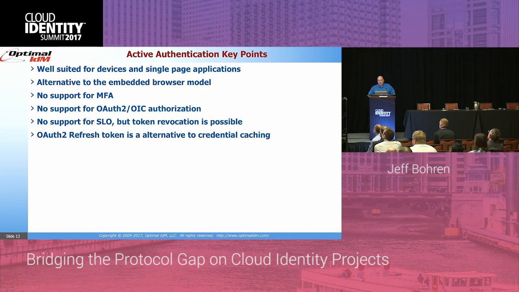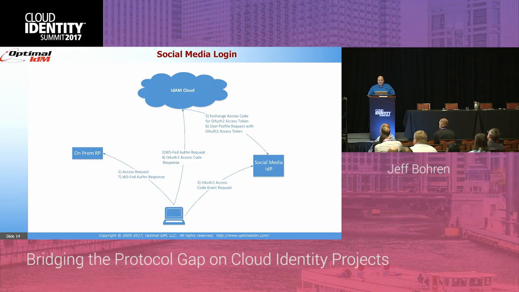So key points: the active authentication is well suited for devices and single page applications. It's a great alternative to having an embedded browser in your application, which is what you would need if you were trying to use the access code grant, the implicit grant, or the hybrid grant. The downside: no support for MFA, no support for the authorization step because, since the browser is not in front of the user, there's no chance to do the authentication step. There's also no support for single logout. However, token revocation is still possible. And again, as I said earlier, the OAuth2 refresh token would be a good alternative to storing your user ID and password.